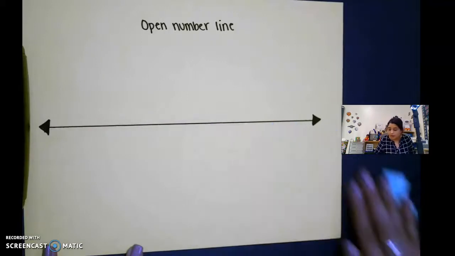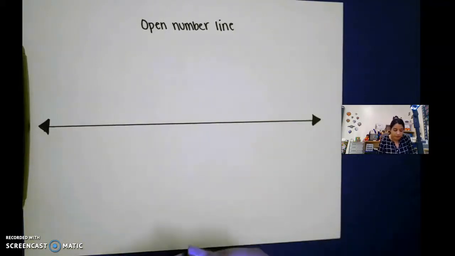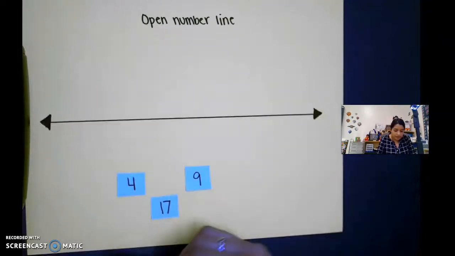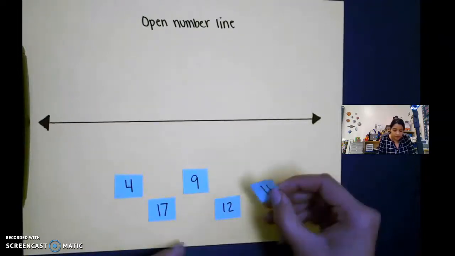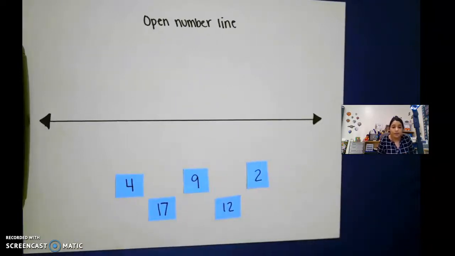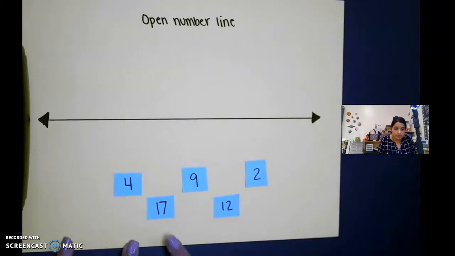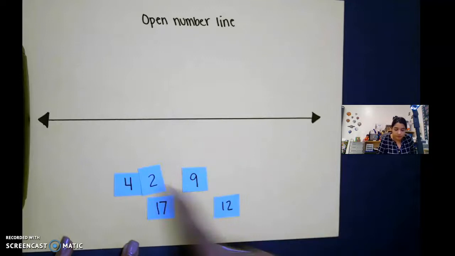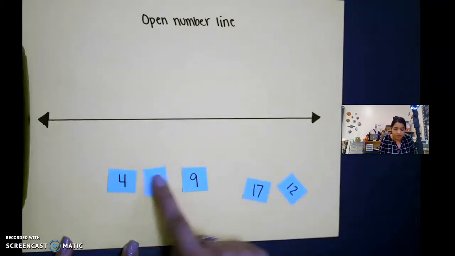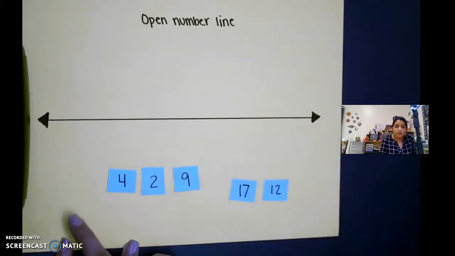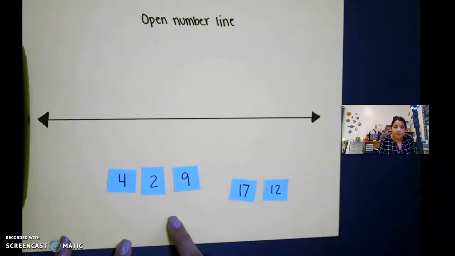Let's go ahead and try some other numbers. So we're going to look at 4, 17, 9, 12, and 2. So let's look at these 5 numbers. So I see 3 one-digit numbers. I'm going to put them over here. So which one comes first? When we're counting from 1 to 20, which one comes first? 4, 2, or 9? You can count.